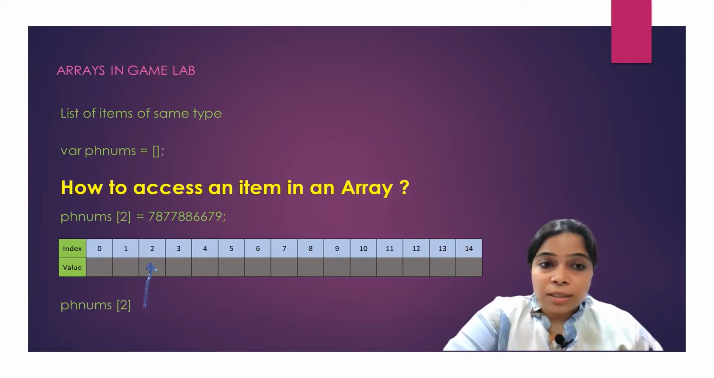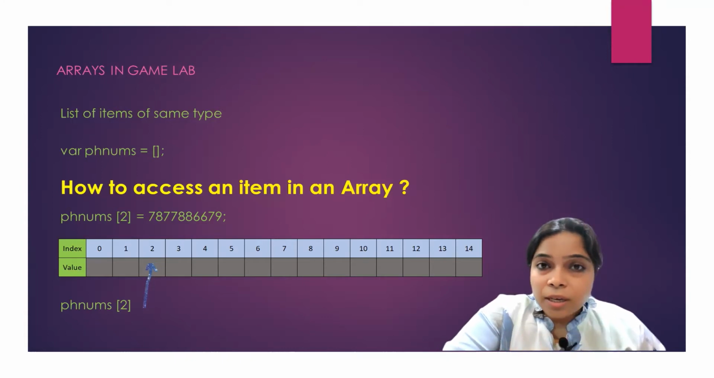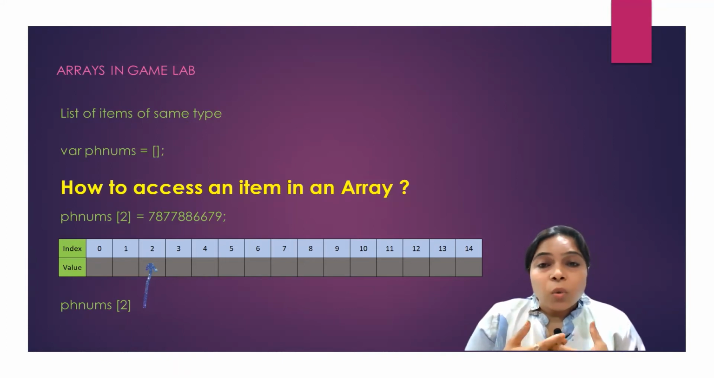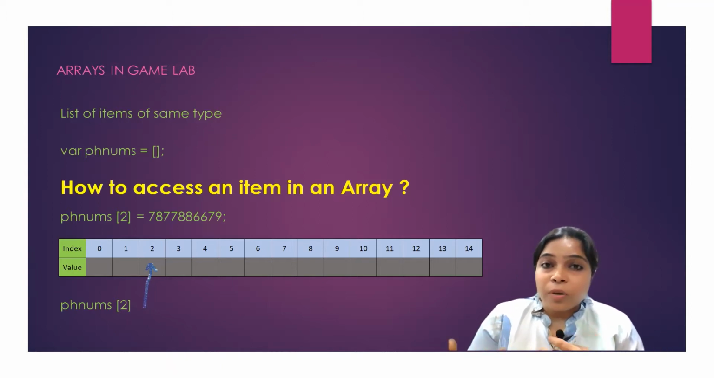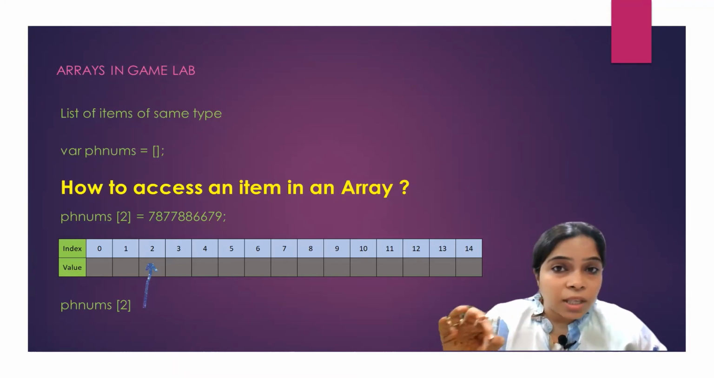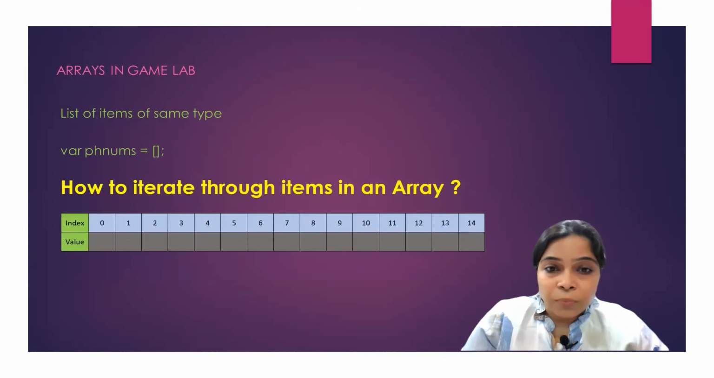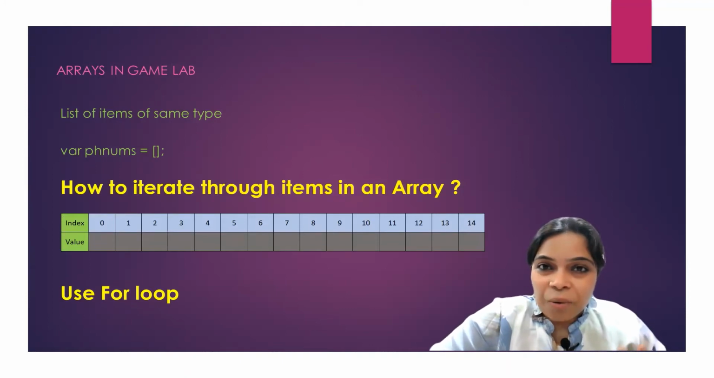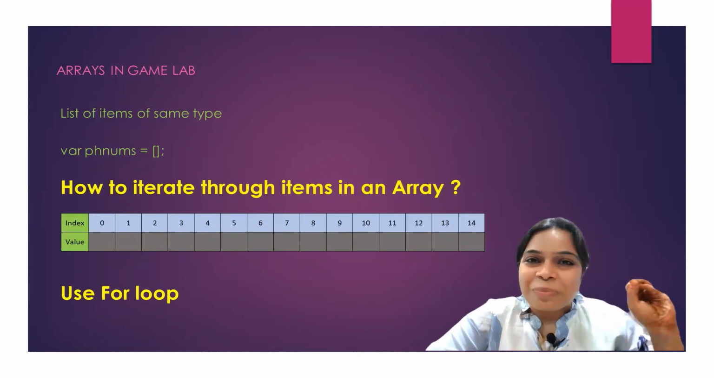Now the next question which arises is, how do you access an element in an array? The same way you have added it via index, you can access it also via indexing. So in this case, when you say get me phone number 2, it will give you the value. Indexing is very important in an array. Remember, it always starts from 0. And how do we iterate through items in an array? To iterate through the items in an array, we use a for loop. Don't worry, whatever lecture you just heard, we are going to experiment with this in Game Lab right away.